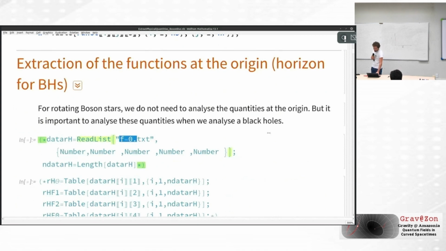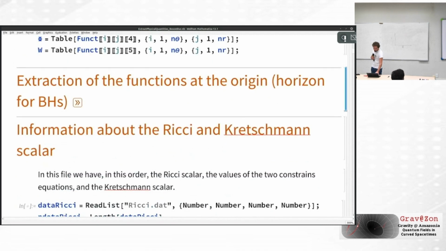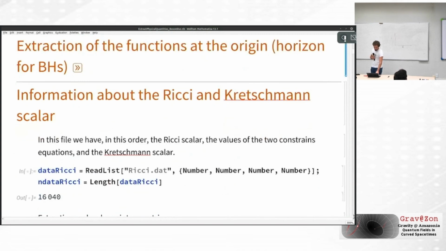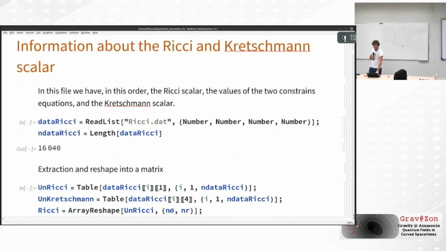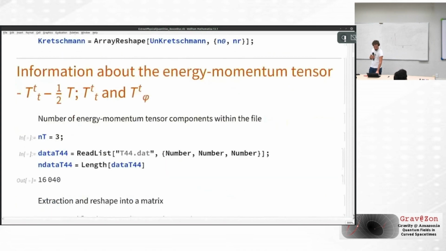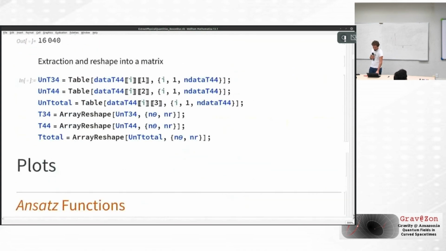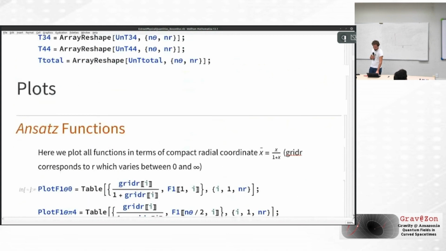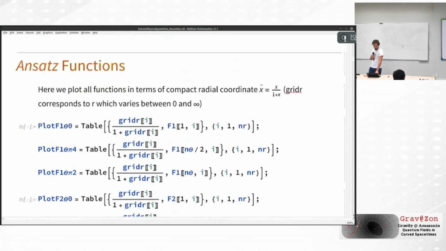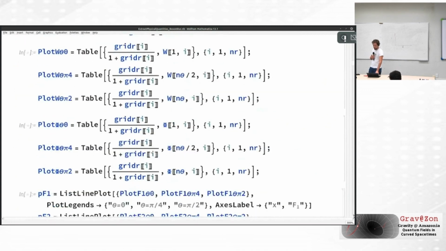So the horizon in the case of the black hole, or the origin in the case of the boson star. Then you can extract as well the Ricci and the Kretschmann scalar. And the same for the energy momentum tensor. So this is basically almost equal, so I won't take too much time on this. But then you can do the nice part, which is plots.